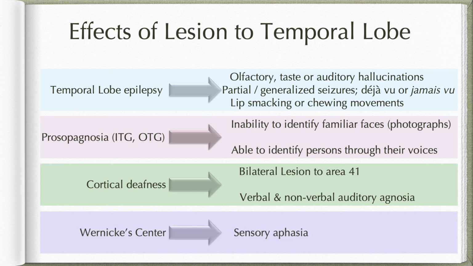Then we have Wernicke center here, part of it located within the temporal gyrus, that is area number 22. So if there is lesion to the Wernicke center, then that will result in sensory aphasia. As I said earlier, we will deal with this more in detail when we discuss about speech.